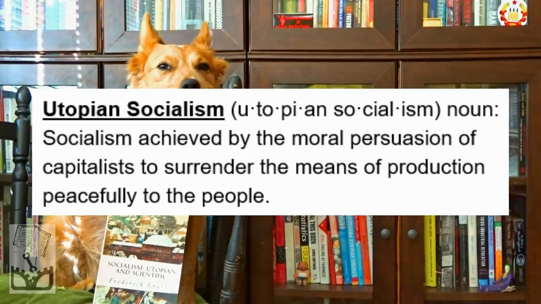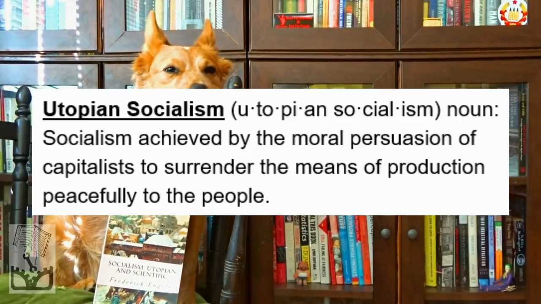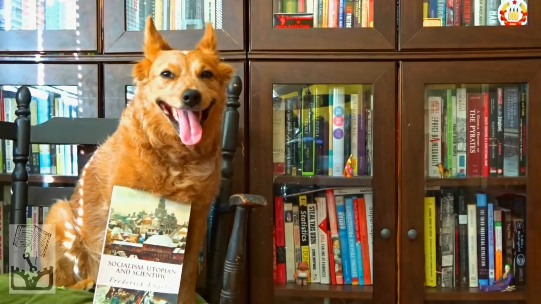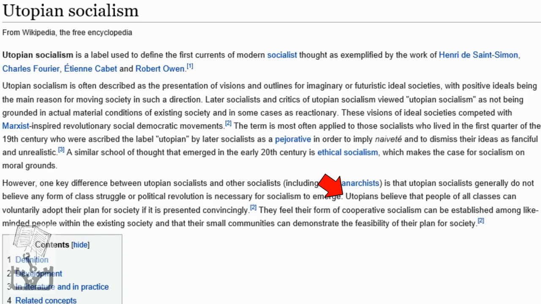Utopian socialism is defined as socialism achieved by the moral persuasion of capitalists to surrender the means of production peacefully to the people. According to trusty old Wikipedia, utopians believe that people of all classes can voluntarily adopt their plan for society if it is presented convincingly.